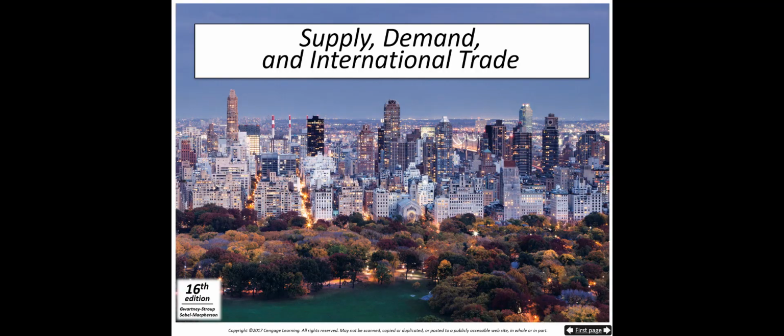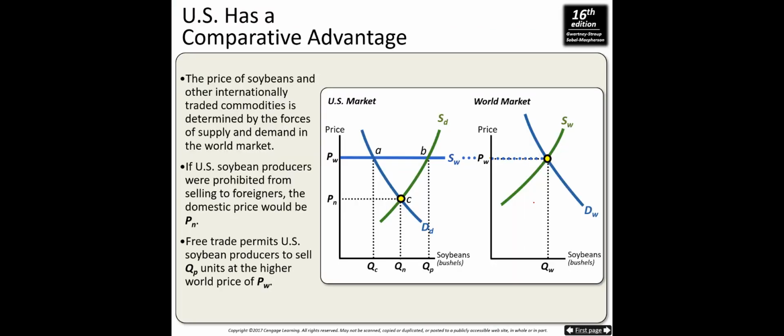Next, let's talk about supply, demand, and international trade. So here, the US has a comparative advantage in soybean production. And now we will compare two cases.